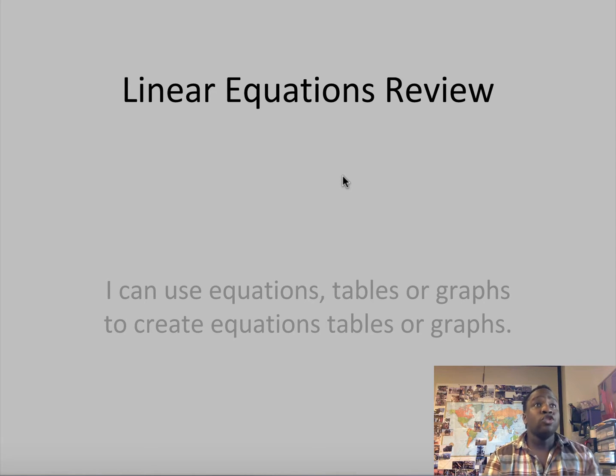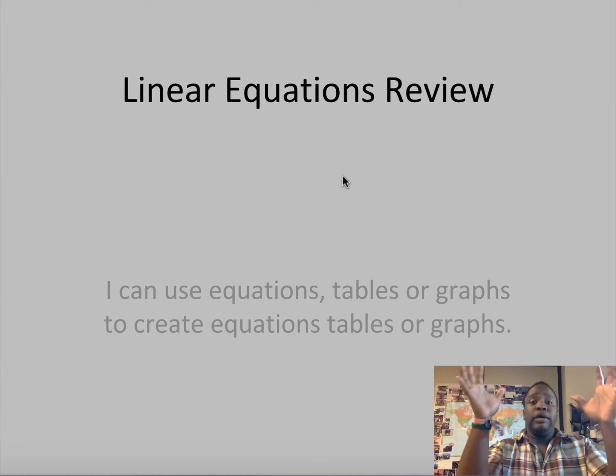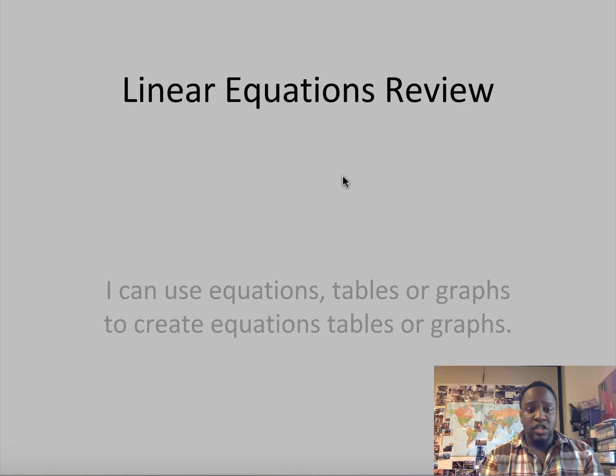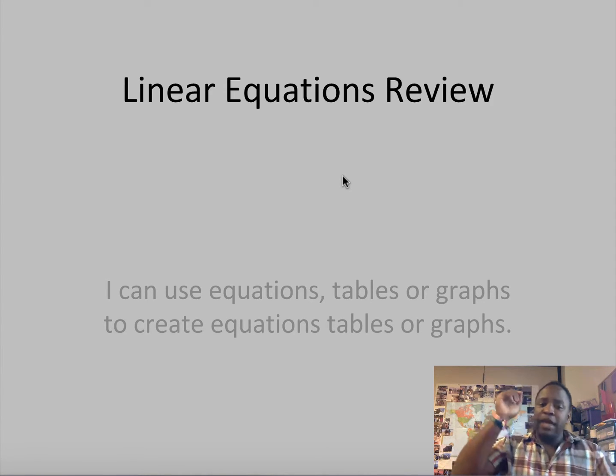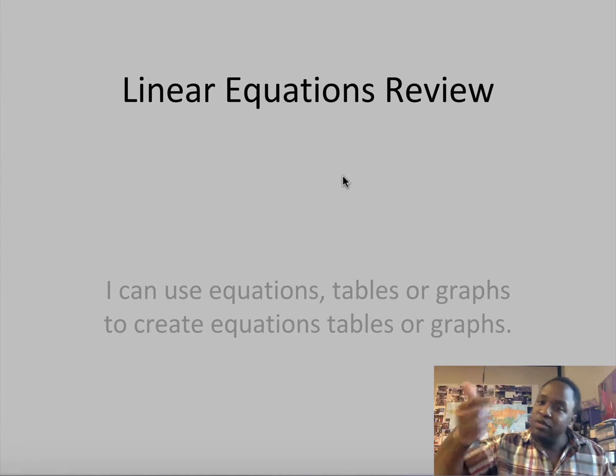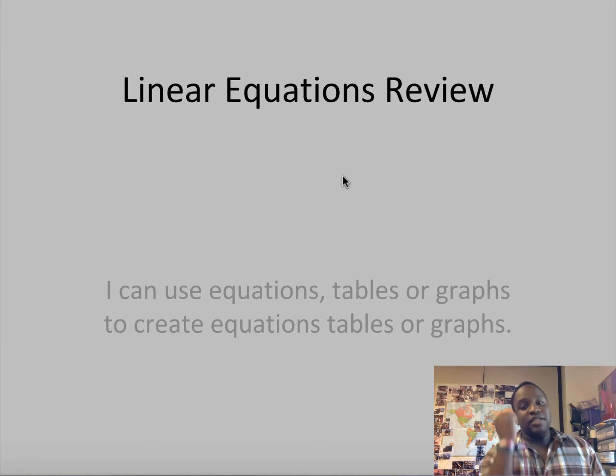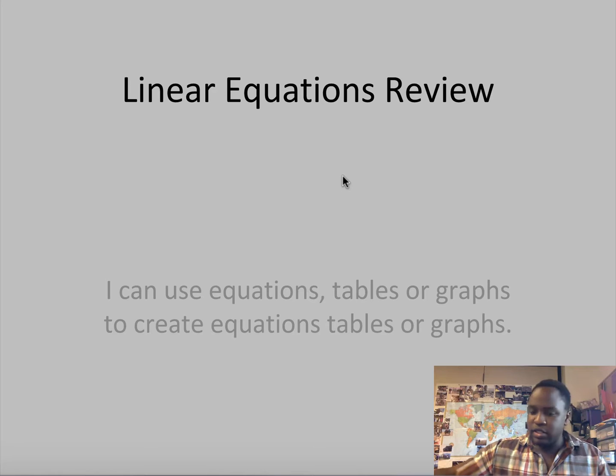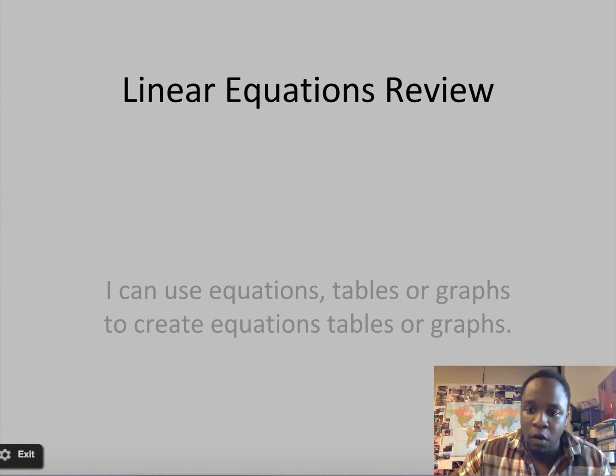Basically, we're going through about 2 to 3 months' worth of Algebra 1 all in this lesson. So we're basically going to be able to use equations, tables, and graphs to create equations, tables, and graphs. So all sorts of things with linear equations. So buckle up your seats, get ready, and here we go.